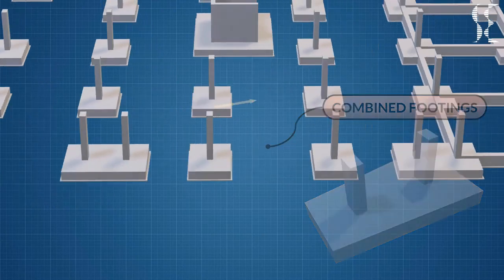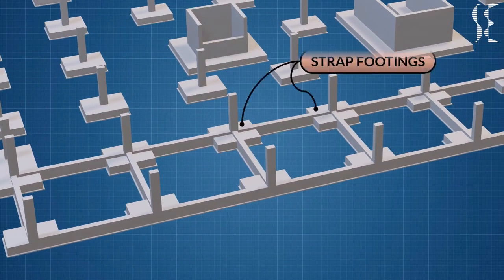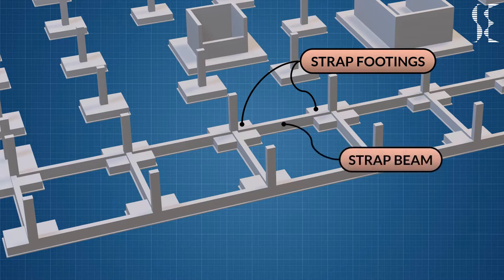Next we'll look at strap footings. When two isolated footings are combined by a beam with a view to sharing loads of both columns, it is known as a strap footing. The connection beam is designated as a strap beam. These footings are required if loads are heavy on columns and the areas of foundations are not overlapping with each other.